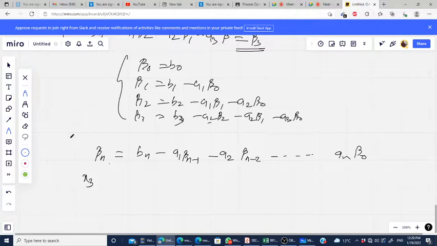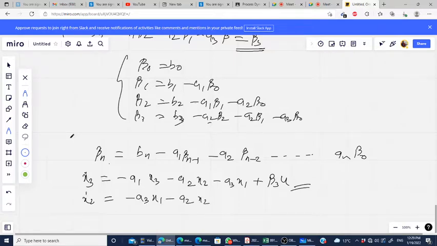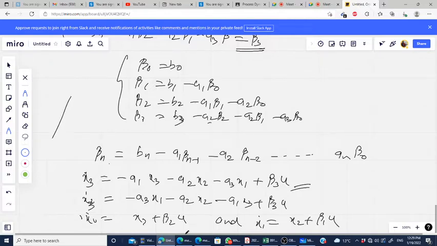So hence the state equation becomes: x3 dot is equal to minus a1 x3 minus a2 x2 minus a3 x1 plus beta 3 u. ये आपने deduce किया. Simply x2 dot is equal to x3 plus beta 2 u, and x1 dot is equal to x2 plus beta 1 u. So simple, ये equation है, just try to solve so that you can understand.